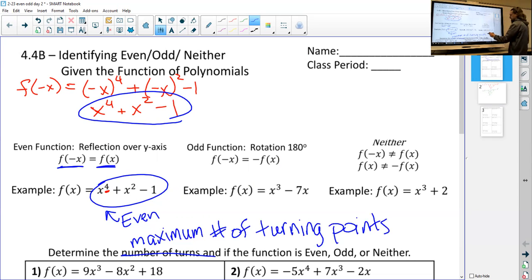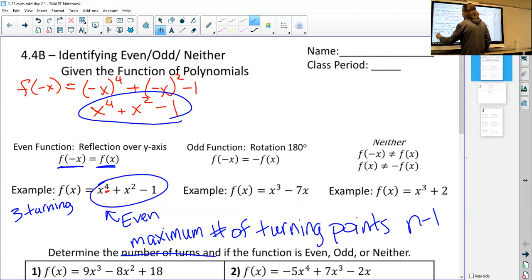And remember we said our formula for that was just n minus 1, where n is the highest degree. Since our highest degree is 4, we would say 4 minus 1 is 3, so this has 3 potential turning points. So we could graph this. It might have 3 turning points, it might have 2, it might have 1, but we know it cannot have more than 3 turning points. That's all we're looking for. So just n minus 1, where n is the highest degree.